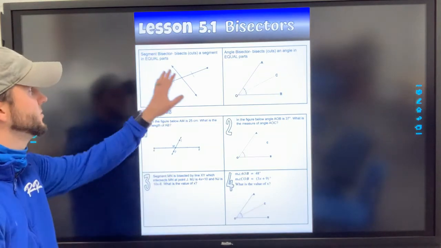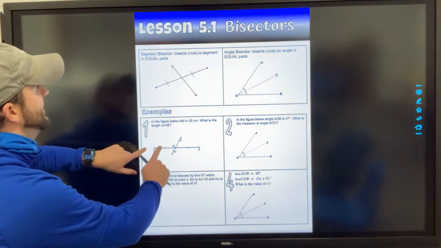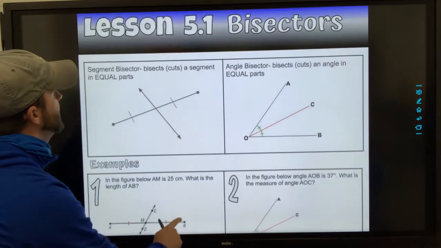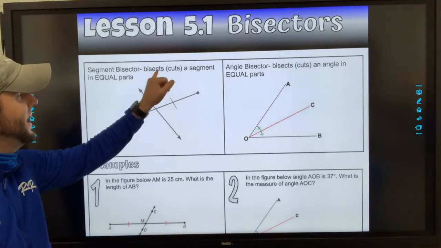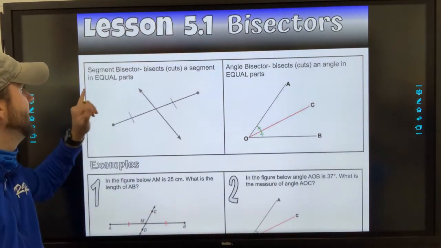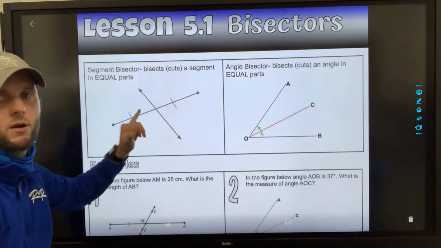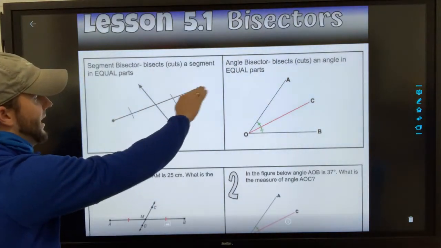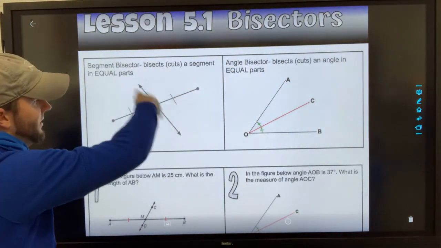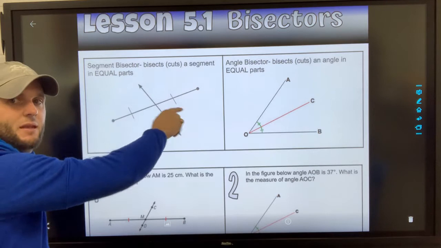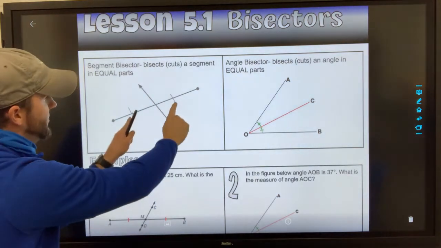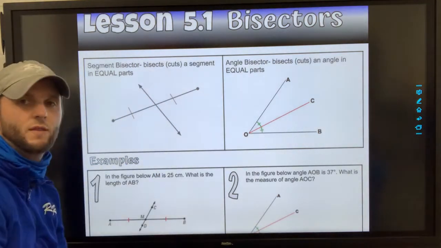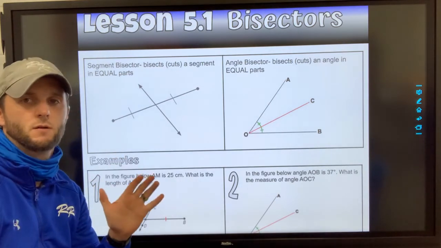On this first one, it says a segment bisector. A segment bisector bisects, or cuts, a segment into two equal parts. So if you look, this line right here is cutting the segment into two equal parts. This line is going to be equal to that one. So they're equal to each other, okay?